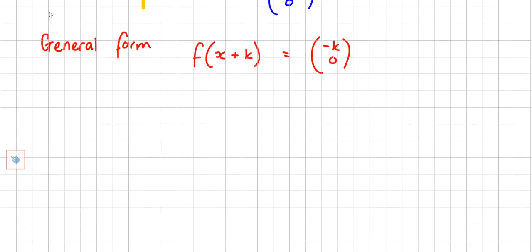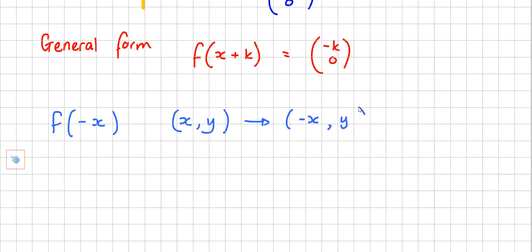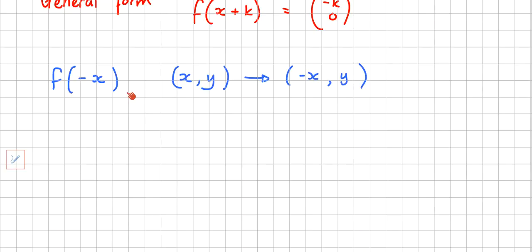Right, let's have a think then about what about f of minus x? Might be a bit simpler to think. So x, y becomes negative x, y, does that work? If I just take the x coordinate, can I just make them negative and the y coordinate stays the same? Yeah, sure. Yeah? That would be a what then? Reflection in the y-axis.